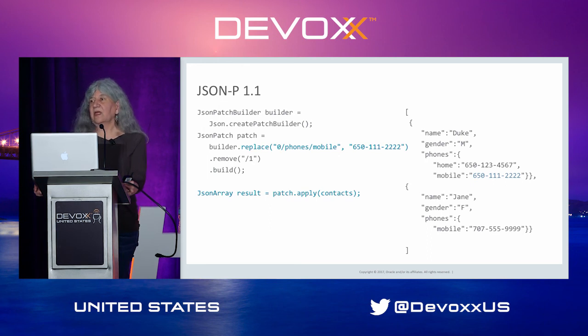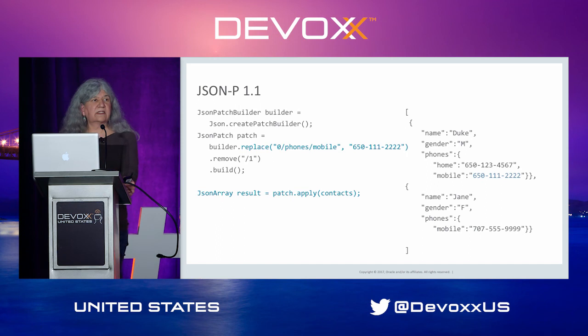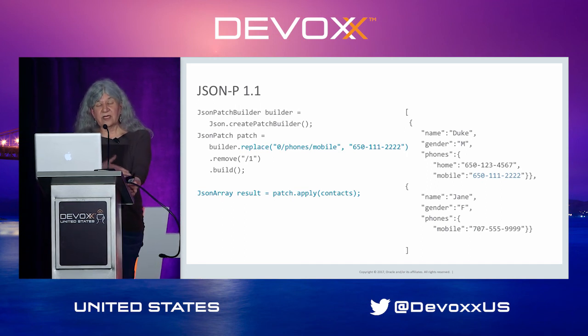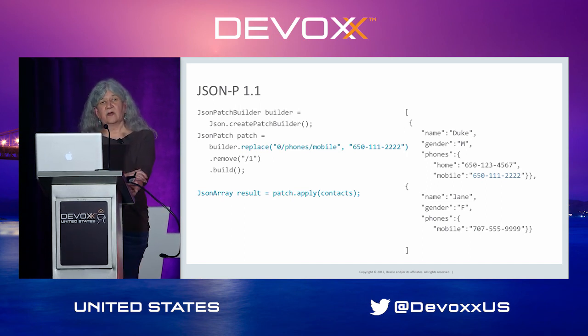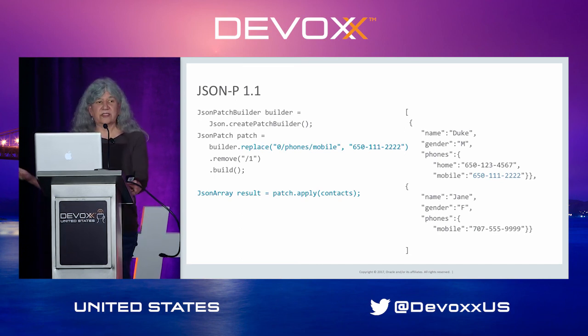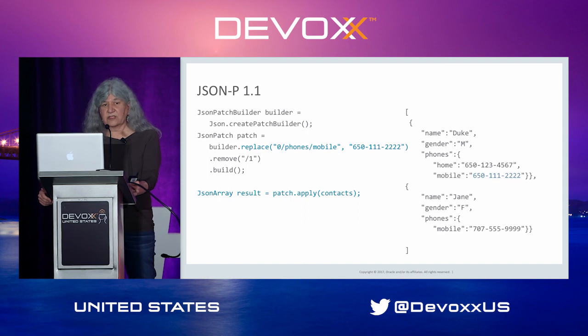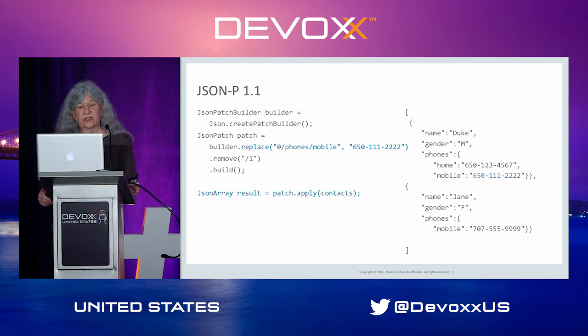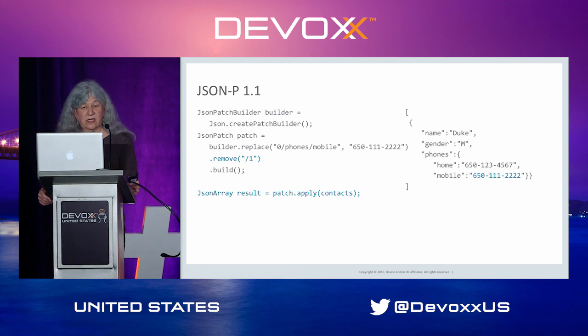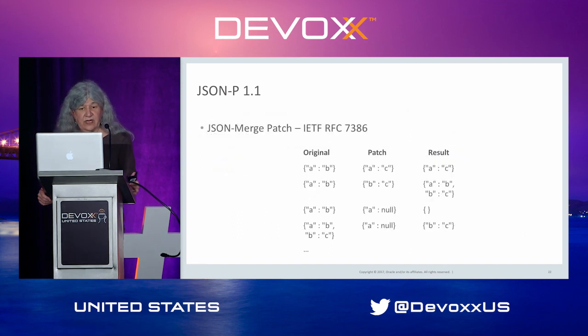One thing that the JSON patch standard says is that the operations in the patch are applied sequentially. So you can apply a subsequent patch operation to the result of a previous patch operation. I'm just showing something more simple here, but that's the way a patch works. So first we're going to replace the value of the mobile phone, and then we're going to remove the second element from the array.